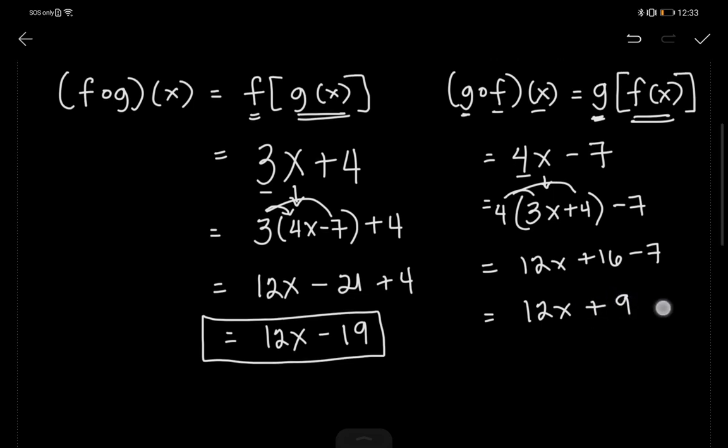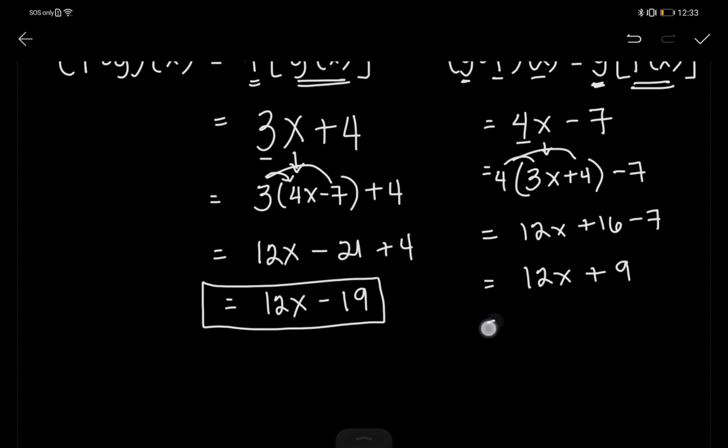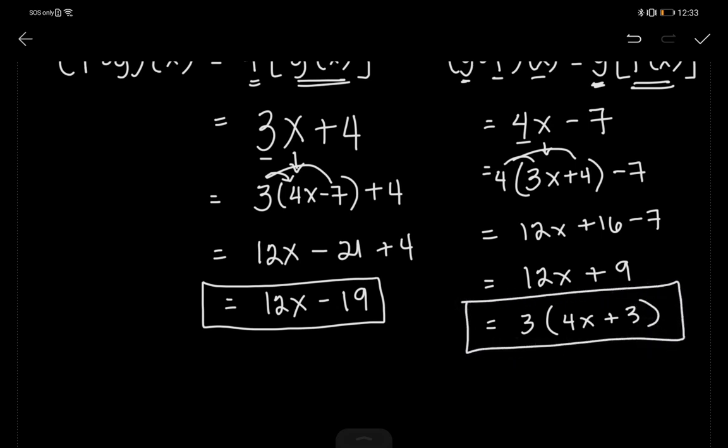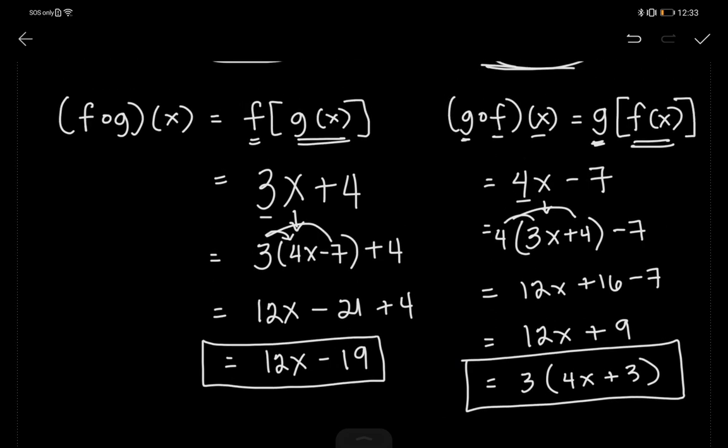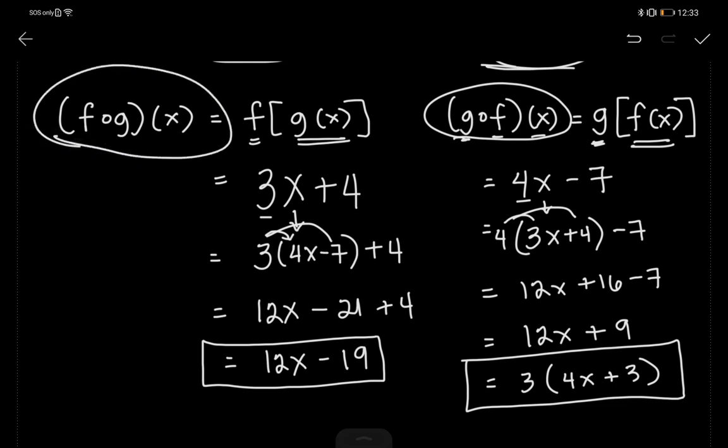So we can factor here. Our GCF is 3 times 4x plus 3. So therefore, we can say that this is the final answer for g composite of f of x. So they are totally different from each other. Okay? So that's all.